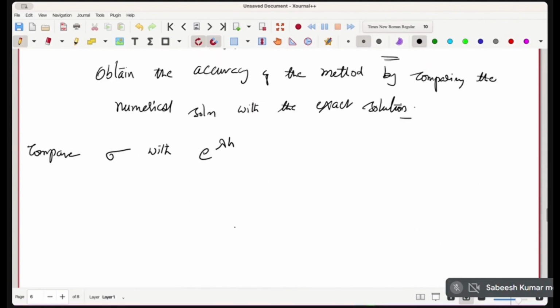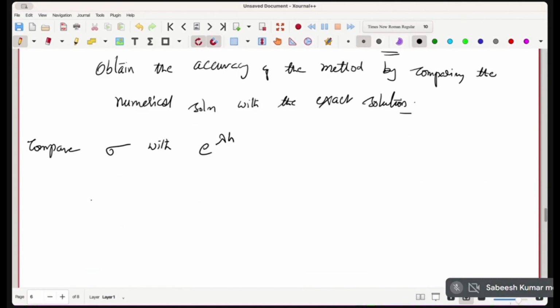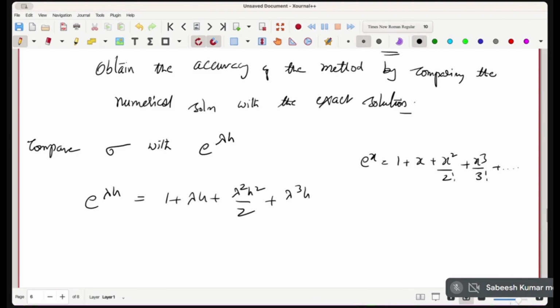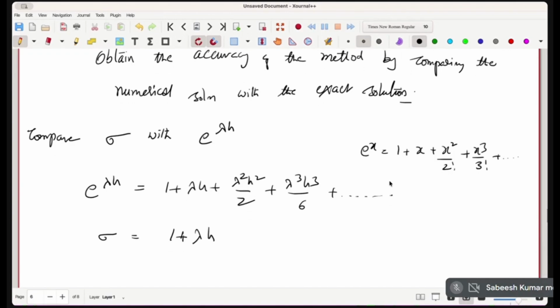Okay, if that is the case, I want to compare sigma with e to the power lambda h. For small values of lambda h, from the expansion of e power x equals 1 plus x plus x squared by 2 factorial plus x cubed by 3 factorial and so on, we can write this as 1 plus lambda h plus lambda square h squared by 2 plus lambda cube h cubed by 6 and so on. Whereas sigma for the explicit Euler method, we have obtained as 1 plus lambda h, right?